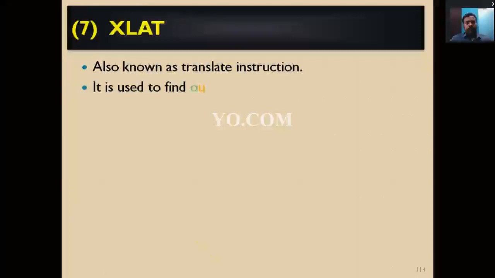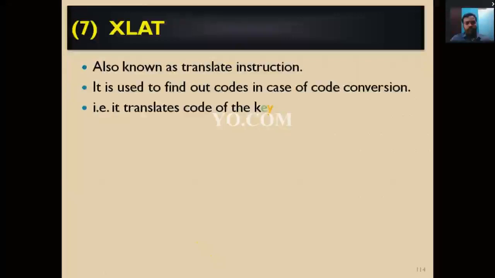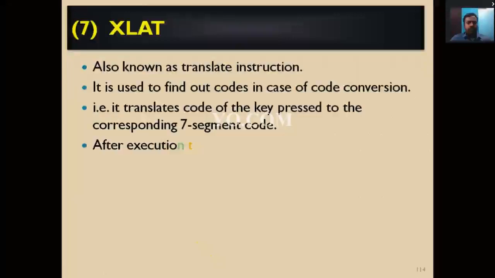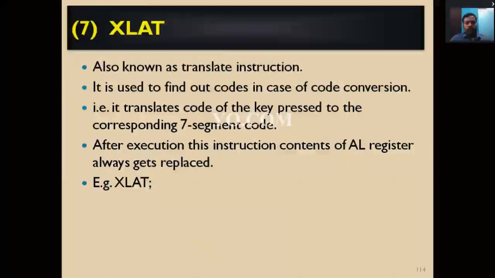Then the XLAT instruction, also known as the translate instruction. It is used to find the code in case of code conversion, so this instruction is mainly used in code conversion. It translates the code of a key pressed to the corresponding 7-segment code.